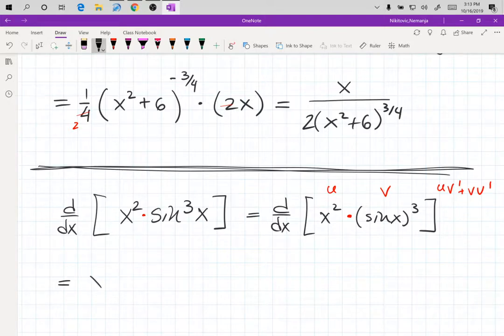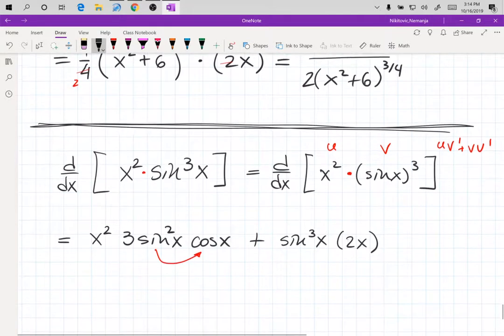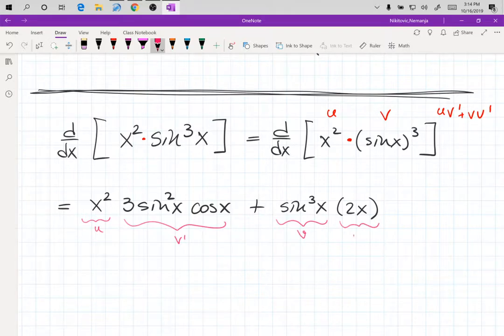So we copy the first, x squared, and now take the derivative of the second, which is 3 sine x squared times cosine x, which is the chain. So the chain rule happens there. Then we have plus our sine cubed x times the derivative of the first, which is 2x. So we did the product rule, and let's make sure this is u, this is v prime, that's v, and this is u prime.